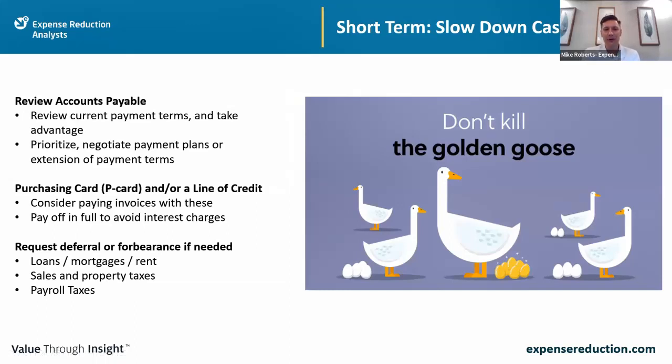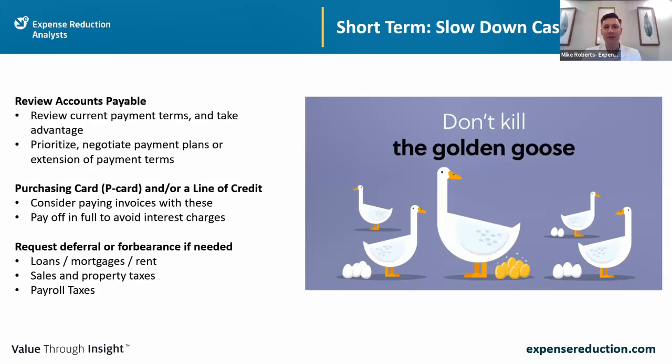Another way to slow down cash flow would be to look at current payment terms and make sure you're taking advantage of it, right? If cash is an issue and you receive an invoice and you're paying it in 7 days and you have a net 60 AP policy, you're losing the float of 53 days, right? So that's something to keep in mind.